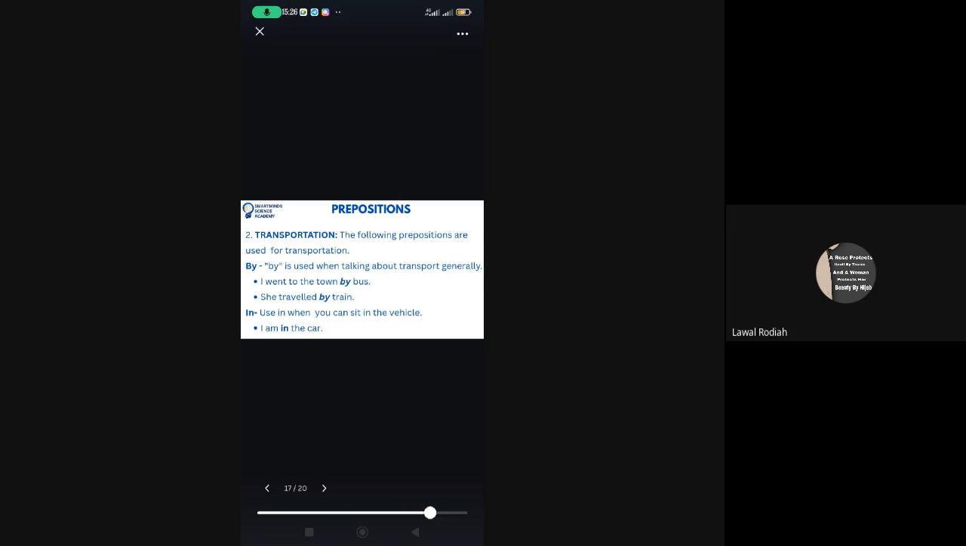Now you can be in a bus and you can be on a bus. If you can sit in the bus, then you are in the bus. Definitely, we all can sit in the bus. Except for some particular bus, I don't know. Is that even a bus?